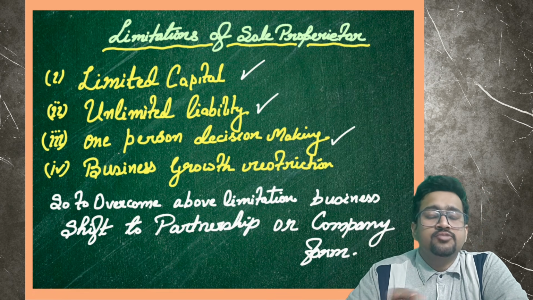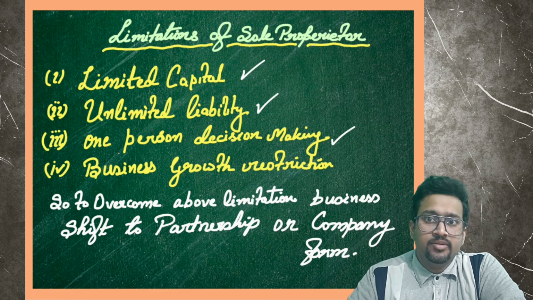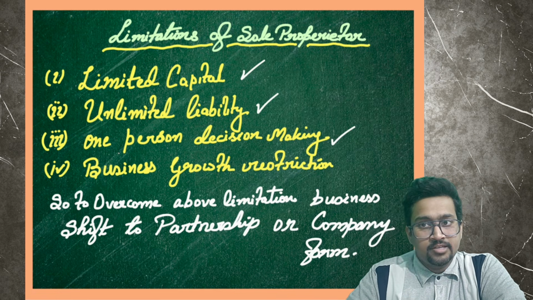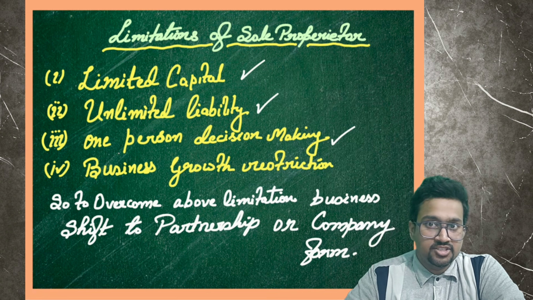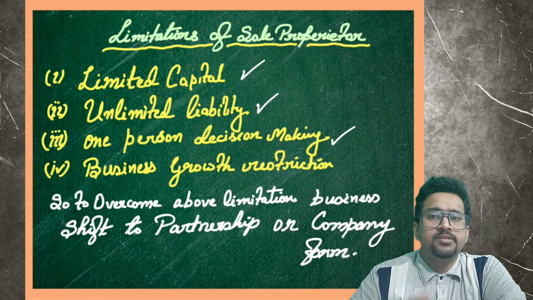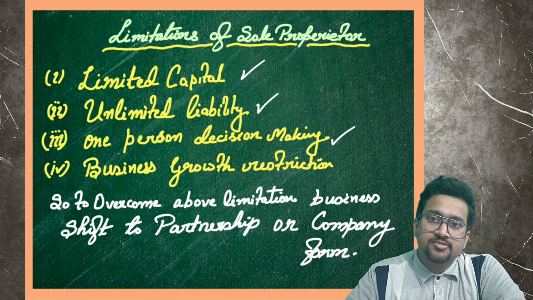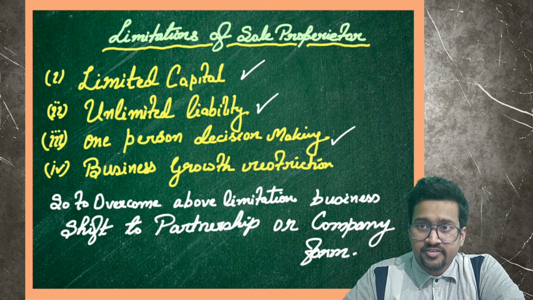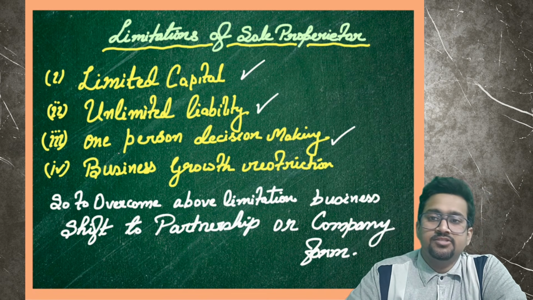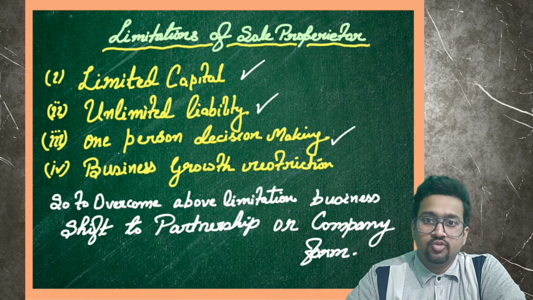So many a time just one person can't think of everything from a multi-dimensional point of view. As we all know, the business environment is really dynamic, so everyone needs specialization in their business. More people means more points of view, so you can take decisions more boldly. And lastly, it's all about business growth restriction. Since you have these limitations, there are always restrictions in the growth of a business.